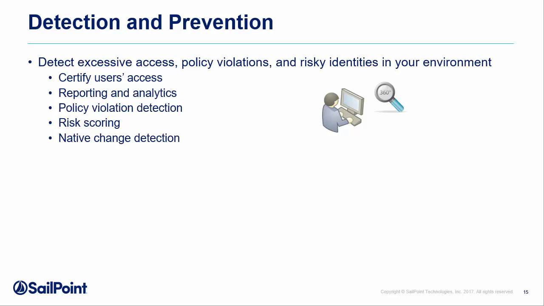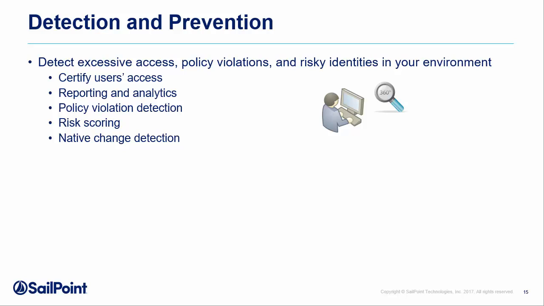In identity governance, one of the primary goals is detecting and addressing any inappropriate access that users may have. Are there users with access they don't need or shouldn't have? Do users have access that might be in violation of company policy? For example, the ability to both approve and pay a vendor. Or are there users with access that makes them riskier?